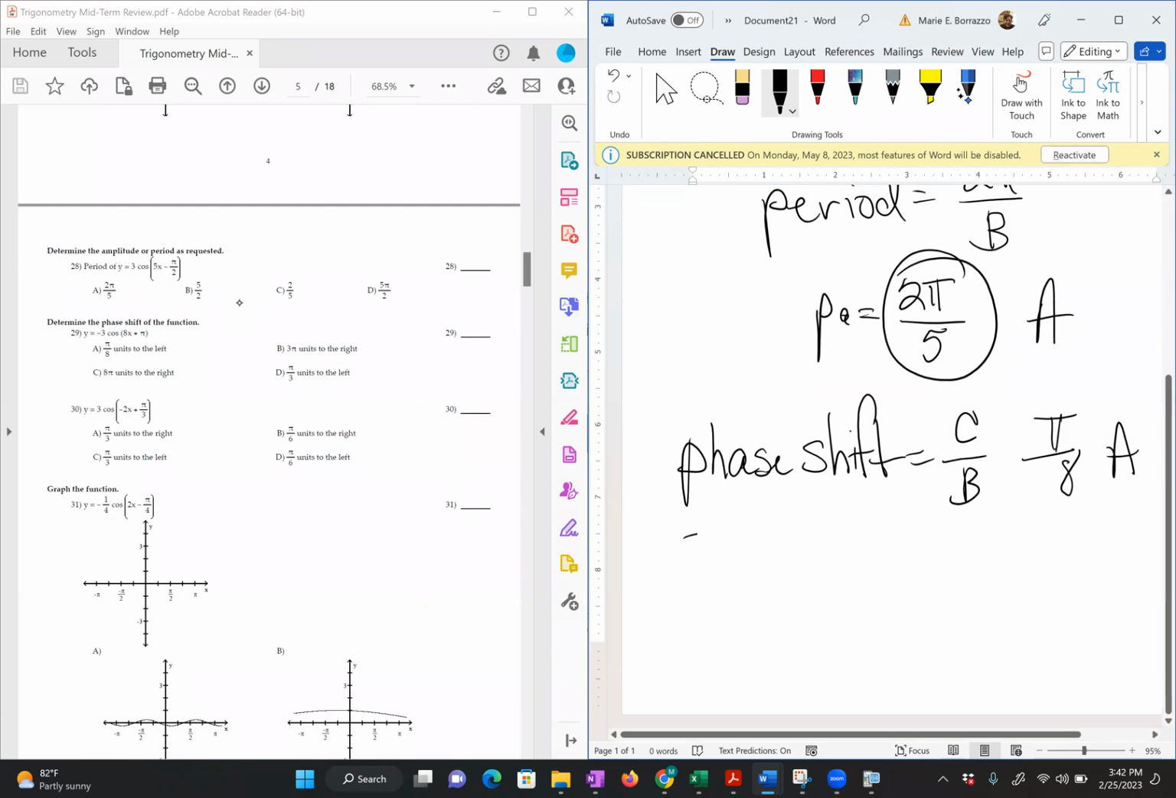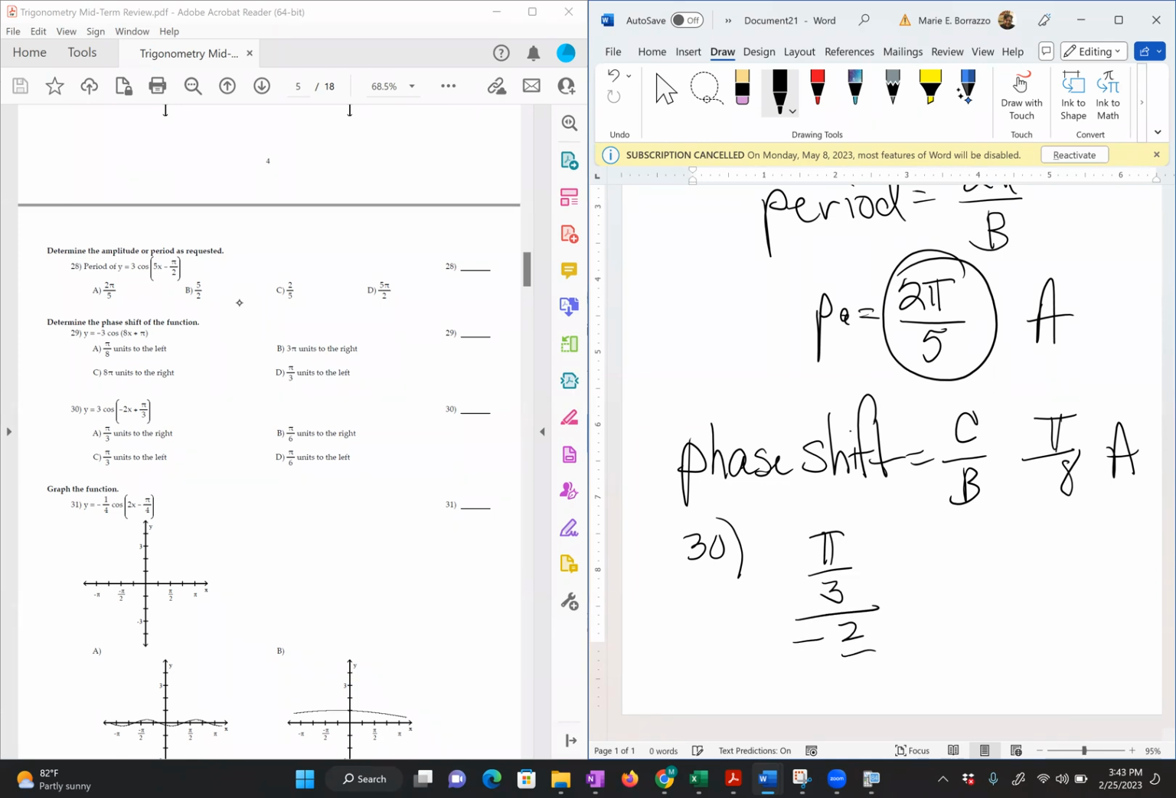Okay, and for 30. Same thing, they're asking us for the phase shift. Again, C over B, so pi over 3 over negative 2 over 1, which gives us a keep, change, flip. And so if I keep, change, flip, this is going to be just pi over 6. So I'm going to go with pi over 6.